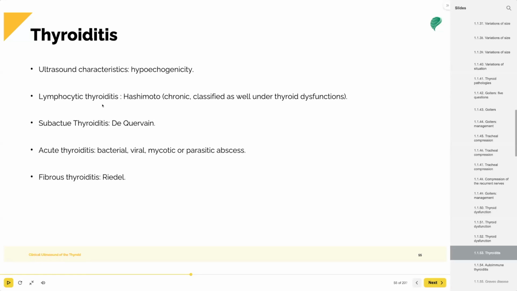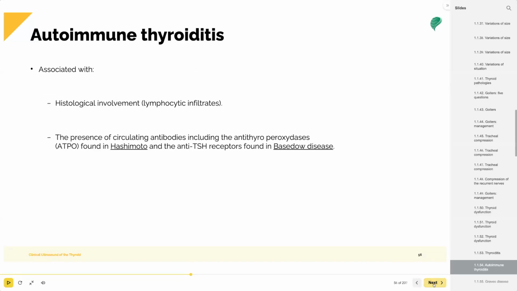Lymphatic thyroiditis is also called Hashimoto's. This is a more chronic event. Subacute thyroiditis is de Quervain's. Acute thyroiditis is usually bacterial or viral. And then we also have fibrous thyroiditis. Autoimmune thyroiditis is usually associated with histological damage in the presence of circulating antibodies.